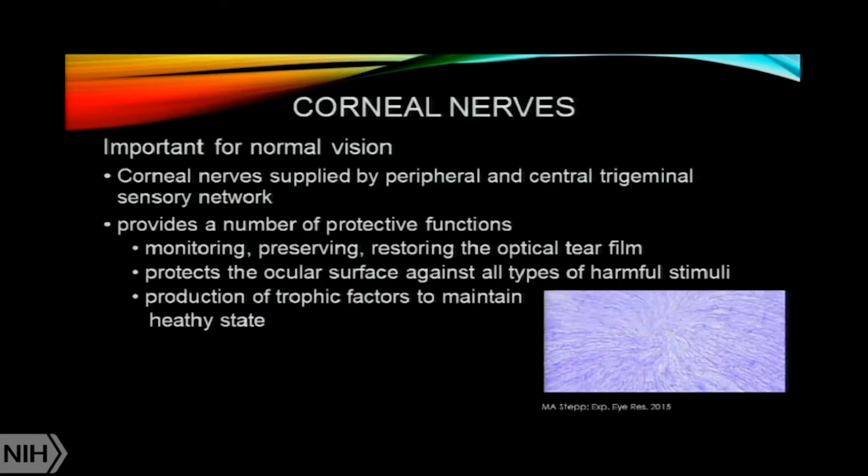Now I'm going to switch to the third superpower, which is the corneal nerves. Slide. Corneal nerves. Important for normal vision. The corneal nerves are supplied by the peripheral and central trigeminal network. They provide a number of protective functions. They perceive mechanical, thermal, and chemical stimuli and elicit pain responses, so you withdraw from these stimuli. And they also work to maintain the optical tear film and produce trophic factors to maintain a healthy state of the cornea.